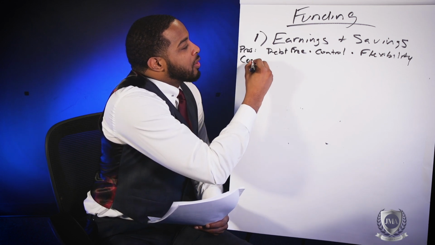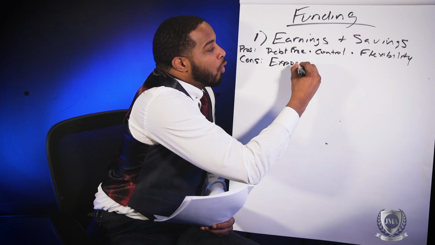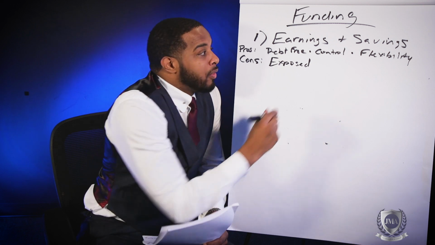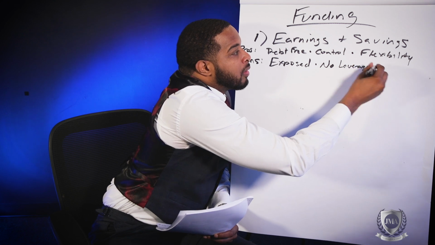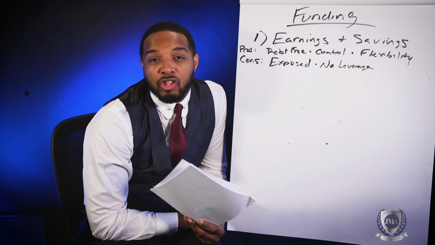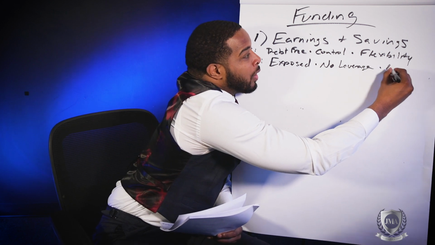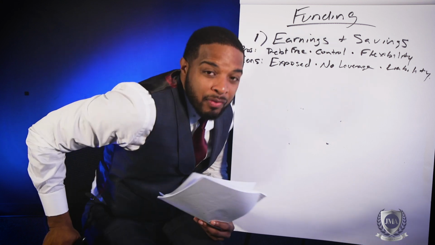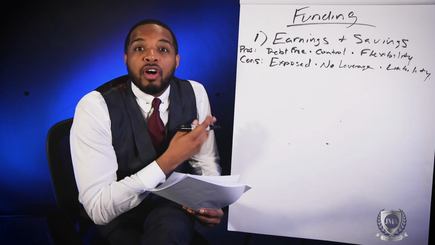Now, some of the cons to this are you are exposed, right? You have all the financial exposure. So if anything goes wrong, it's all on you. There's absolutely no leverage, right? So you aren't risking the bank's money or OPM, other people's money. Again, this is all on you, and you're taking on the full liability of what happens with your business, right? So that's kind of the con of you using your own earnings and savings in order to fund your business.